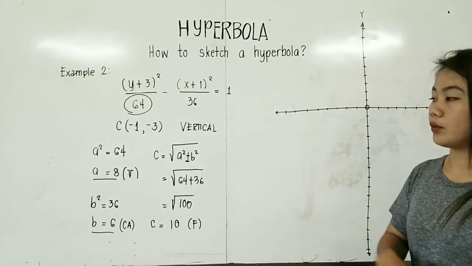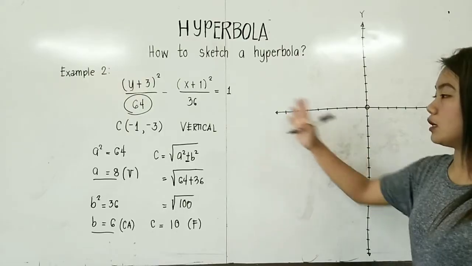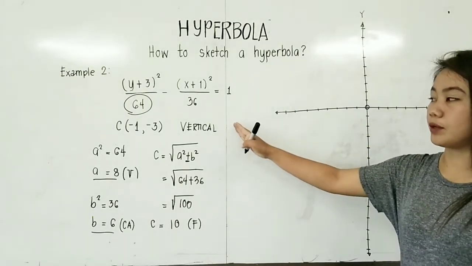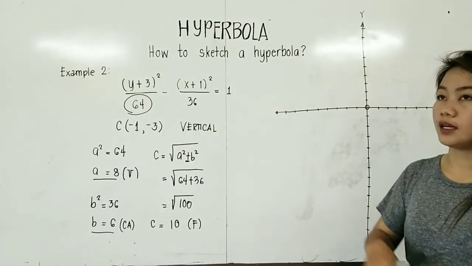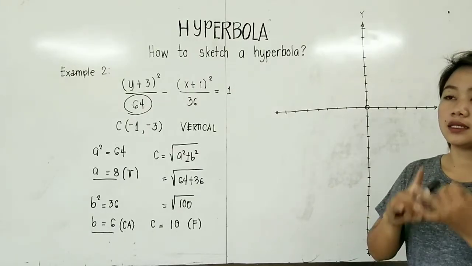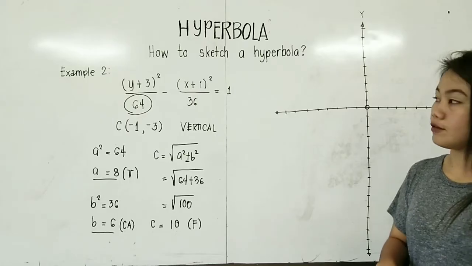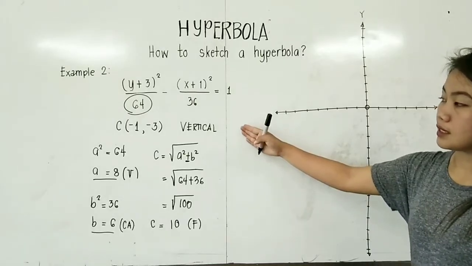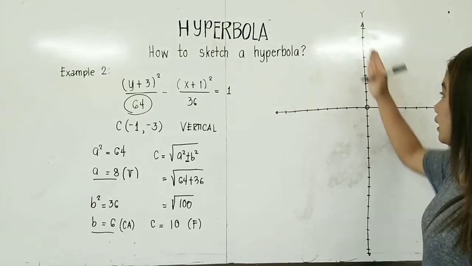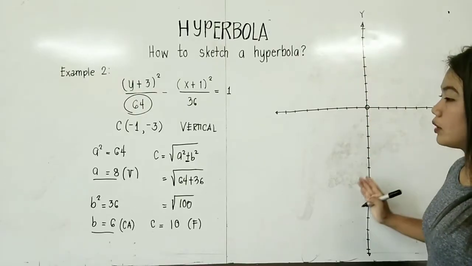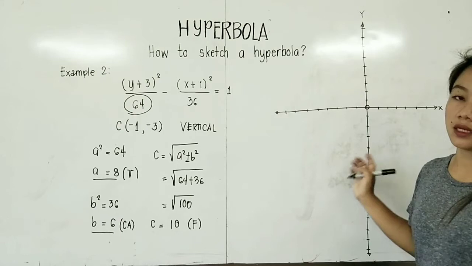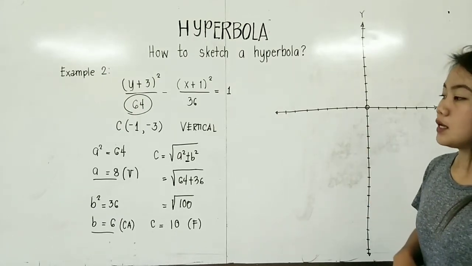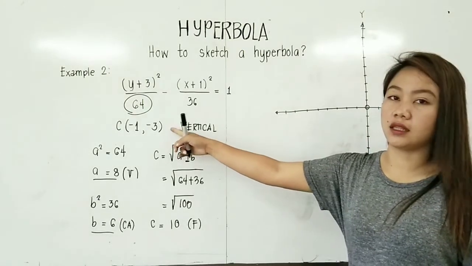Now, where should we put our a value and our b value, because the transverse axis of this hyperbola is vertical. Now, in the transverse axis, we have here the a, the c, and the center. Therefore, if the transverse axis is vertical, we can expect that our vertex and our focus are in the y-axis or the vertical axis. So first, let's plot our center.